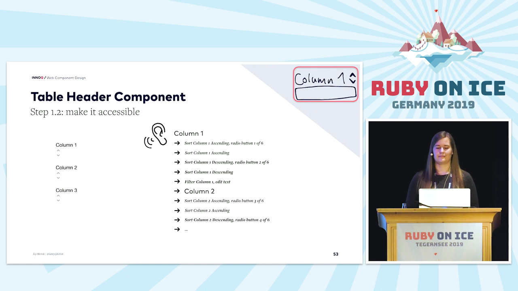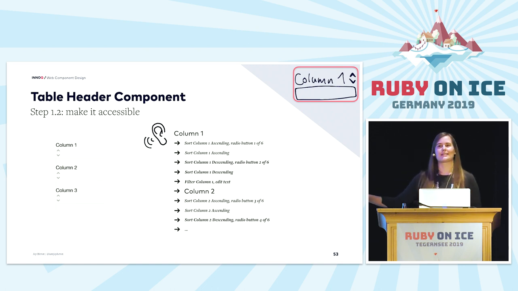Column 1. Sort column 1 ascending, radio button, 1 of 6. Sort column 1 ascending. Sort column 1 descending, radio button, 2 of 6. Sort column 1 descending. Filter column 1, edit text. Column 2. Sort column 2 ascending, radio button, 3 of 6. Sort column 2 ascending. Sort column 2 descending, radio button, 4 of 6.